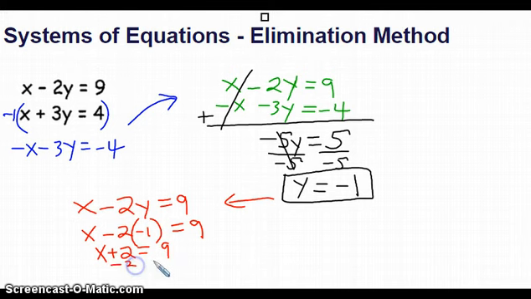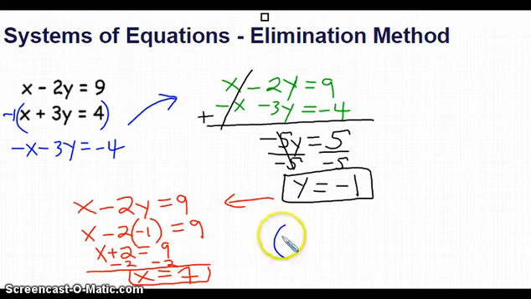Subtract 2 from both sides. x equals 7. Okay. So our solution is 7, negative 1. There's our solution.